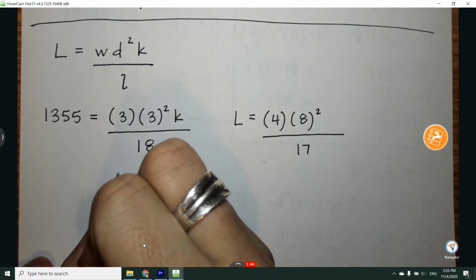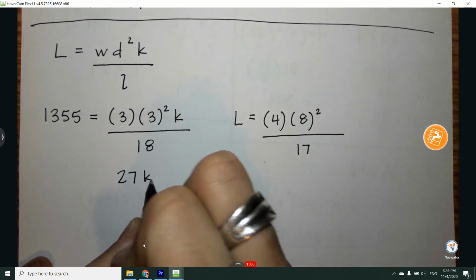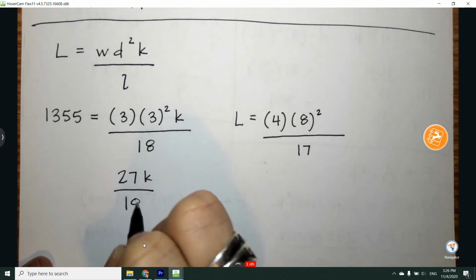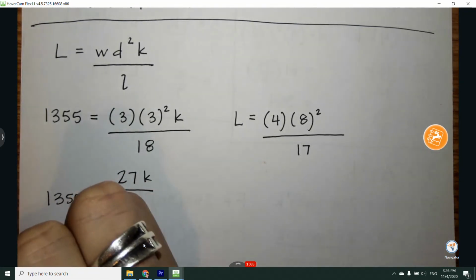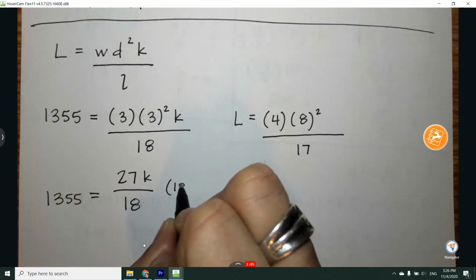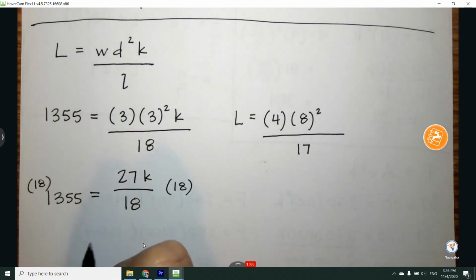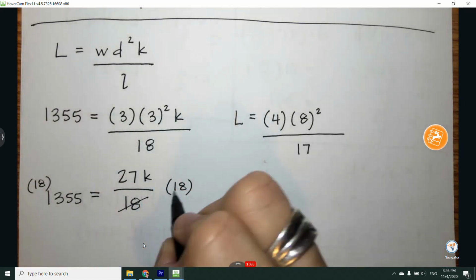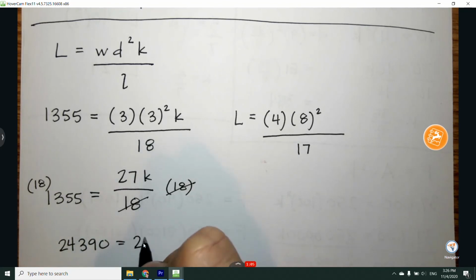This is going to be 27, because that's 9 times 3 is 27. This is k over 18. And then we got 1355 still on this side. Now I want to get rid of this 18, so I'm going to multiply by 18 on both sides. Okay, and so that cancels that away. And if I'm doing 18 times 1355, that gives me 24,390. This equals this 27k.